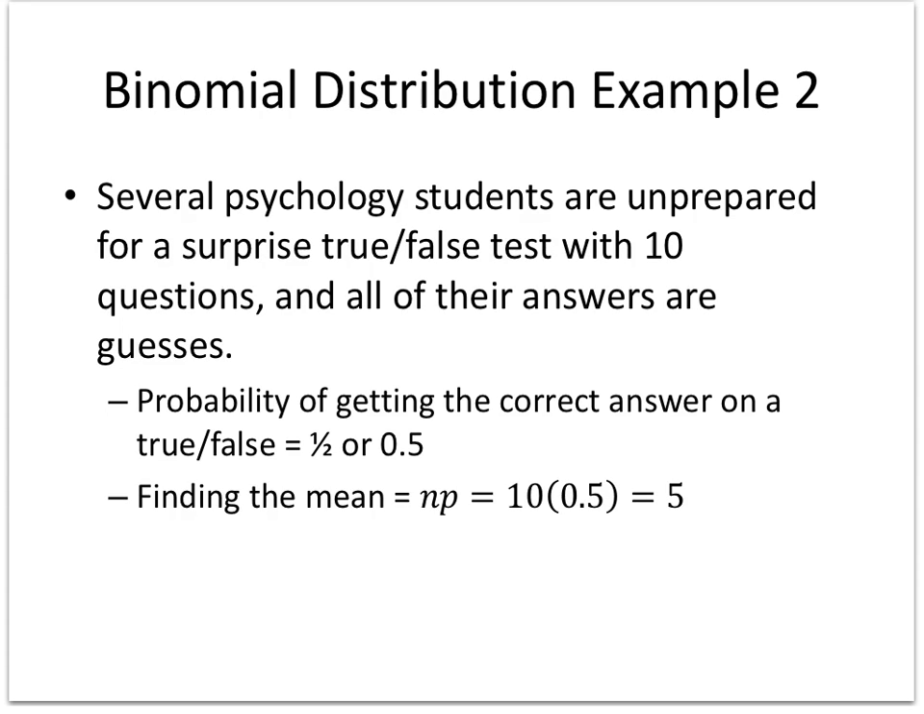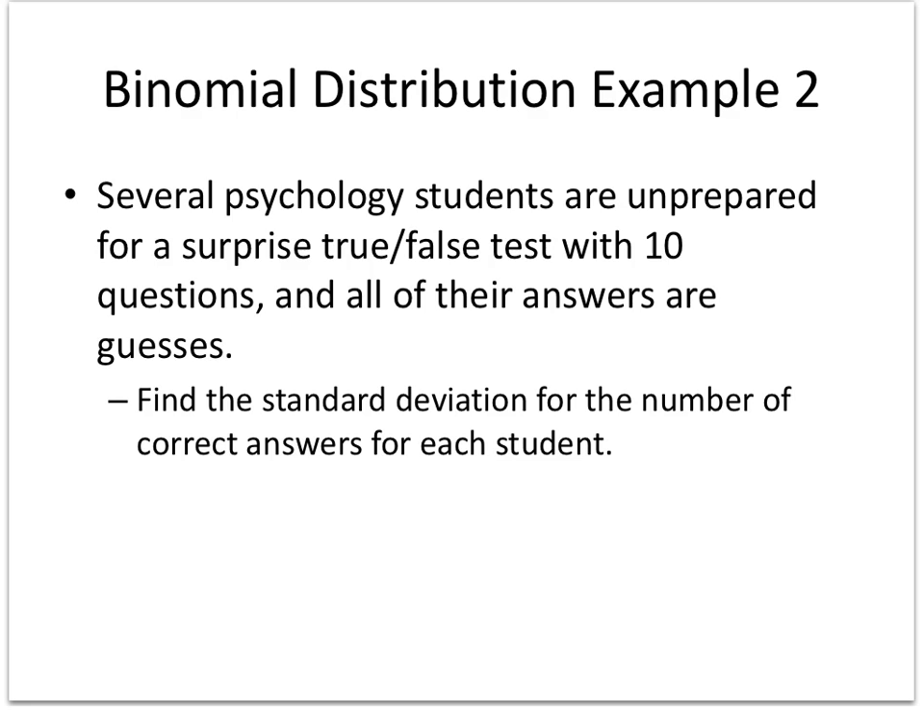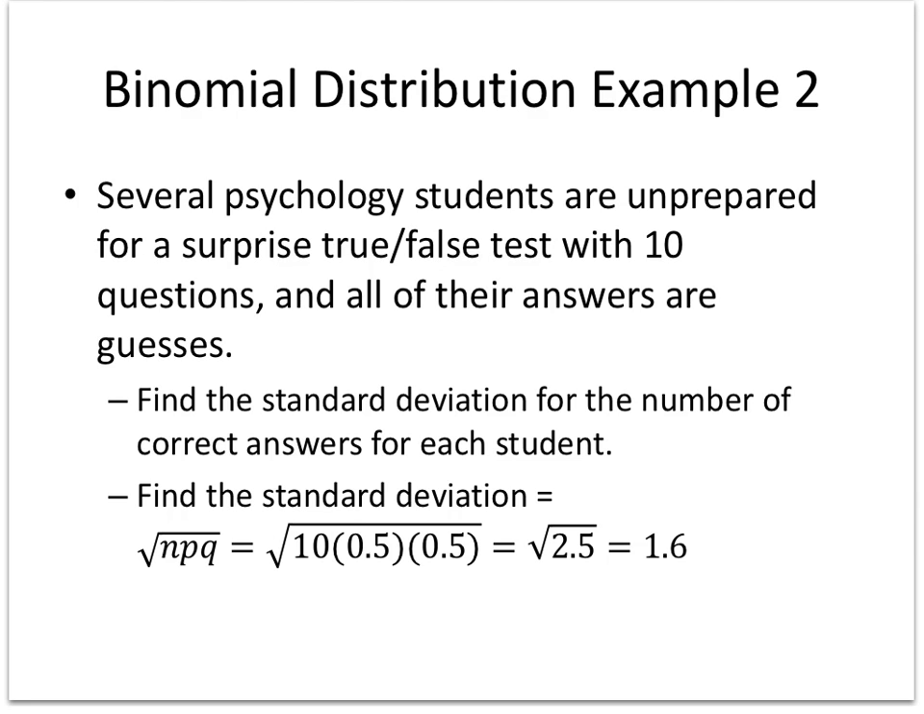So to find the mean, you take the number of trials, well there's 10 questions, times the probability of success, and we get a mean of 5. Find the standard deviation, same formula, square root of n times p times q, where n again is 10 questions, p the probability of getting a true-false right, 0.5, getting it wrong, 1 minus 0.5, which is also 0.5, and I get a standard deviation of 1.6.